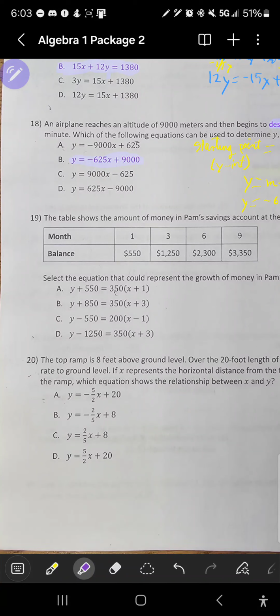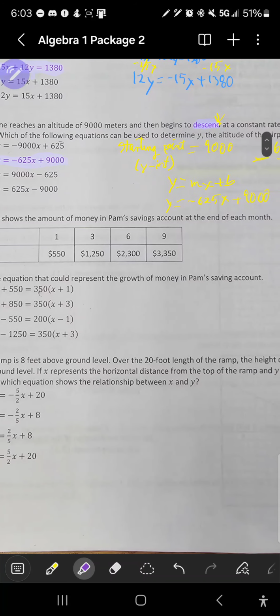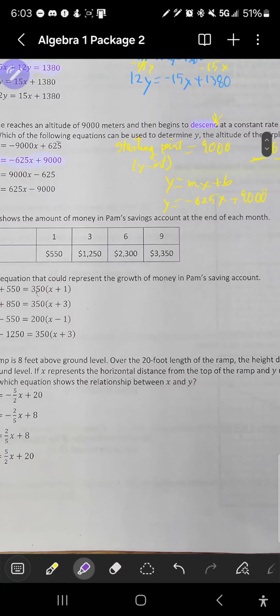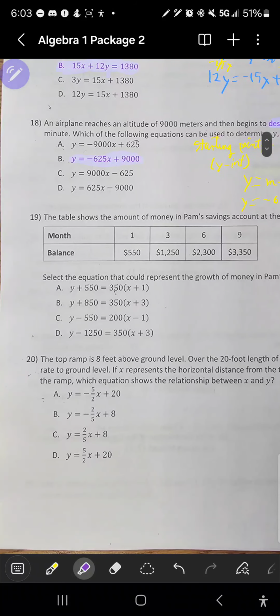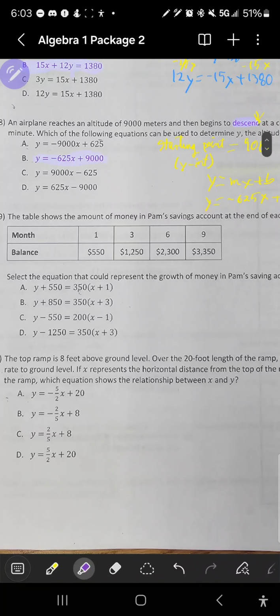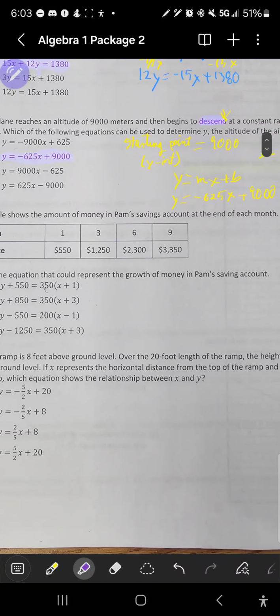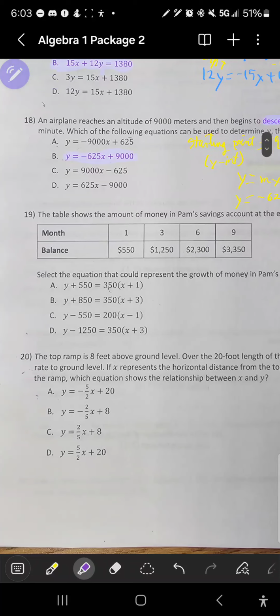Now 19. The table shows the amount of money in Pam's savings account at the end of each month. Select the equation that can represent the growth of money in Pam's savings account.